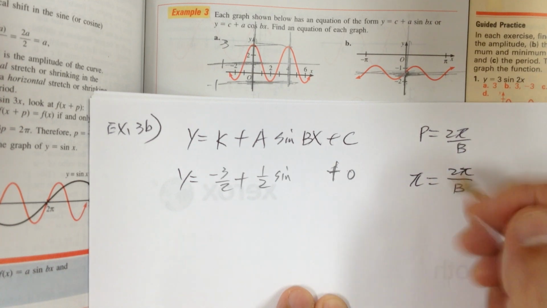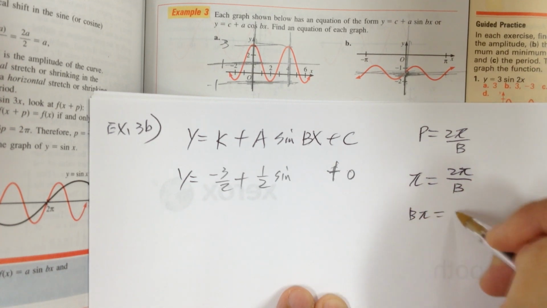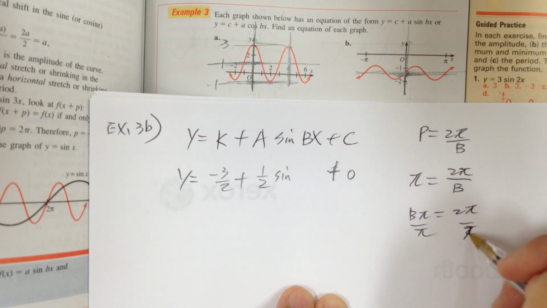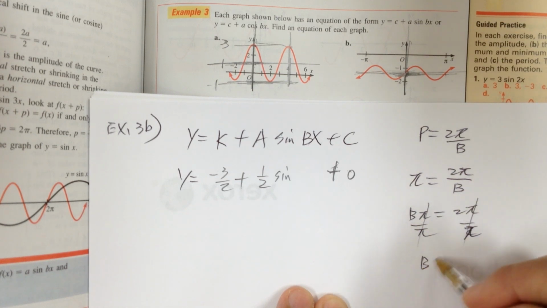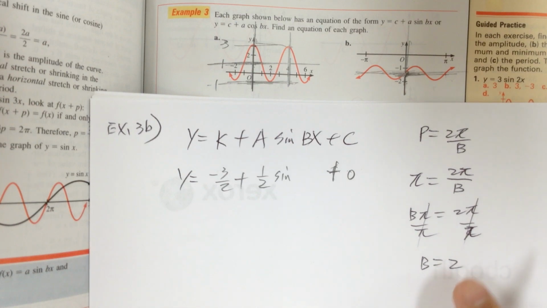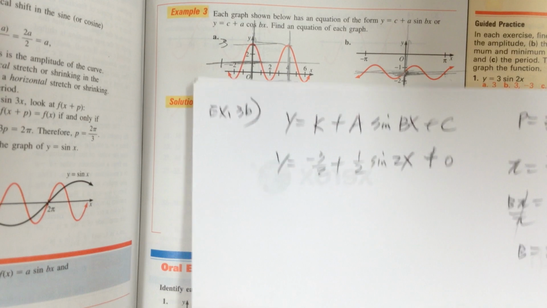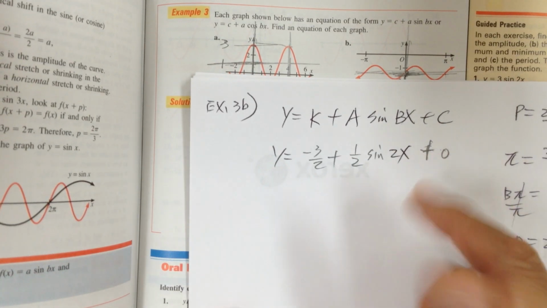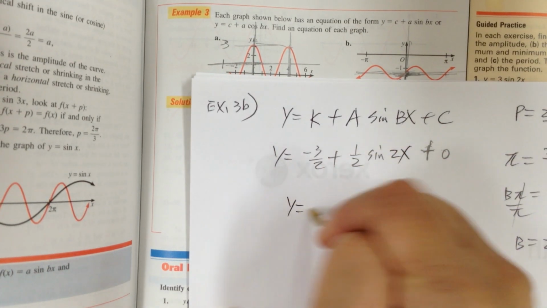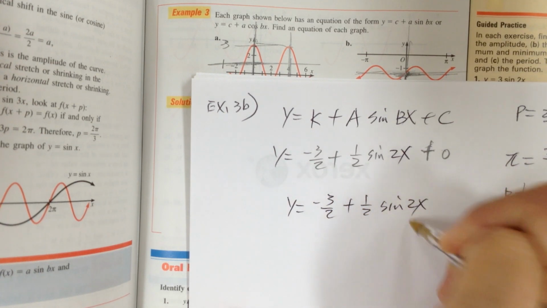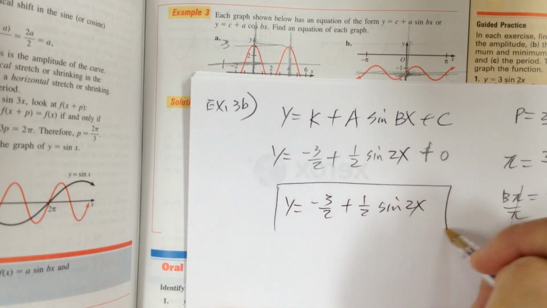Okay, so you cross multiply. So b pi equals 2 pi, and divide by pi, divide by pi. So you cancel out. So b equals 2. Okay, once you know b equals 2, you put it in here. Okay, and let's clean up things a little bit. So get rid of that. So y equals negative 3 over 2 plus 1/2 sine of 2x. Okay, and that's your answer for example 3b.